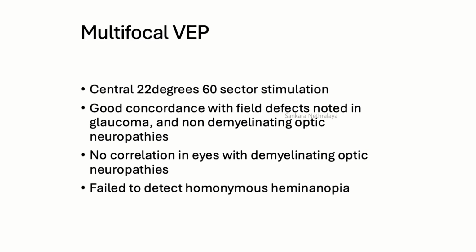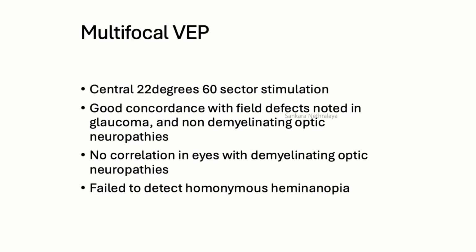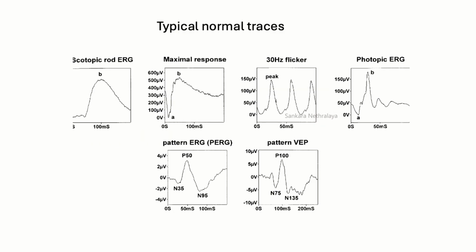Okay. So they have been shown to have good concordance with field defects seen by our Humphrey field analyzer or Goldmann perimetry, etc. But it has failed to detect homonymous hemianopia in some cases. I don't think we need to worry too much about it because it's not important for your examination. Nobody is going to ask you that.